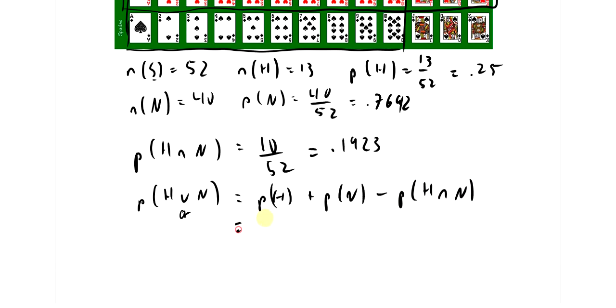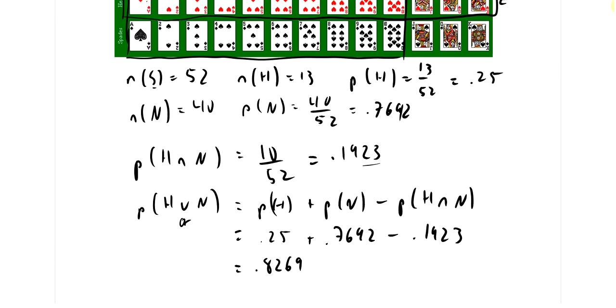Right? And so the probability of getting a heart we calculated is 0.25. The probability of getting a number card is 0.7692, minus the probability of getting a heart and a number card, that's 0.1923. If you add that all up, you get 0.8269.